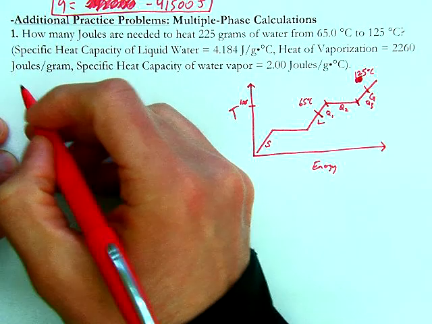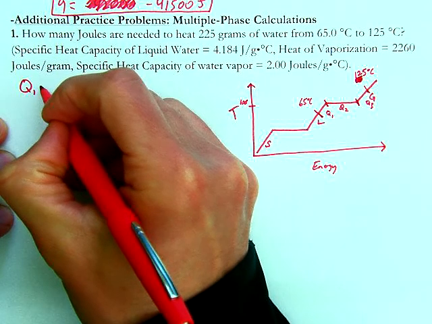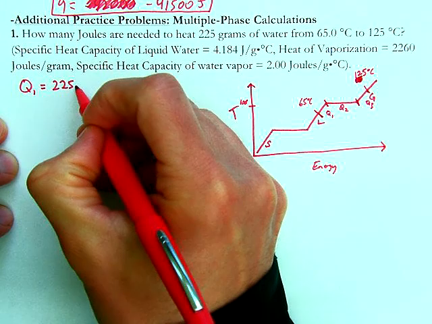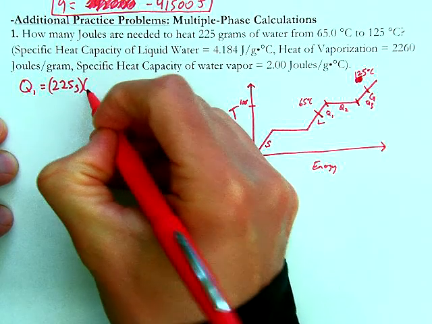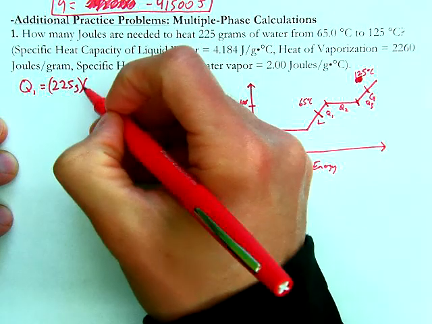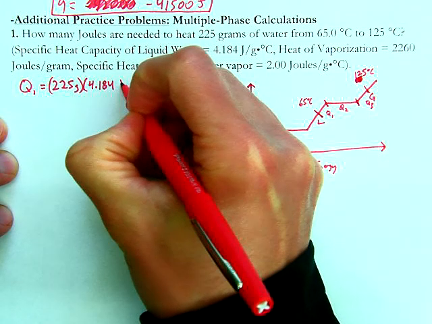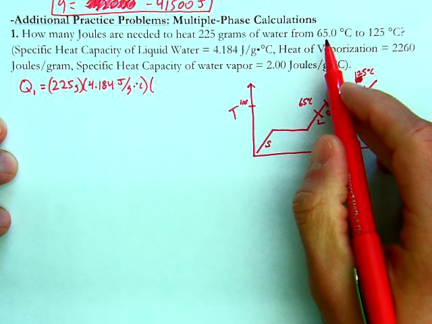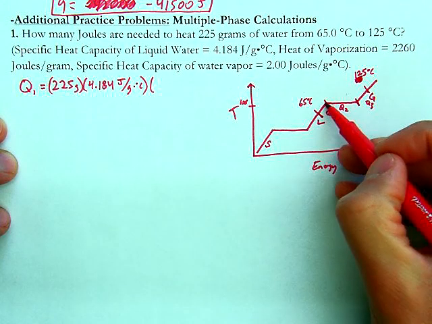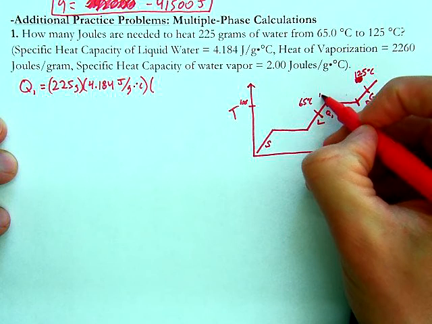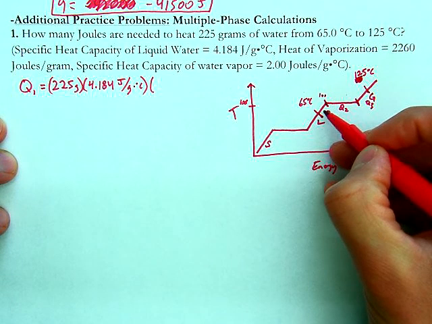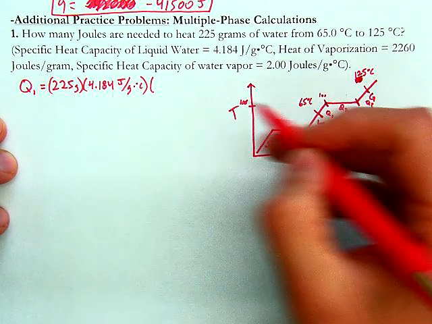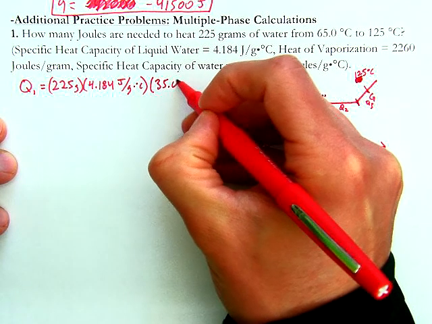Okay, so Q1 is going to equal our mass, which is 225 grams, our specific heat capacity, which, since it's liquid water at this phase, is 4.184 joules per gram per degree Celsius. And then our temperature change is from 65 to 100 because that's where the phase change is. So delta T is 100 minus 65, which is 35 degrees Celsius.